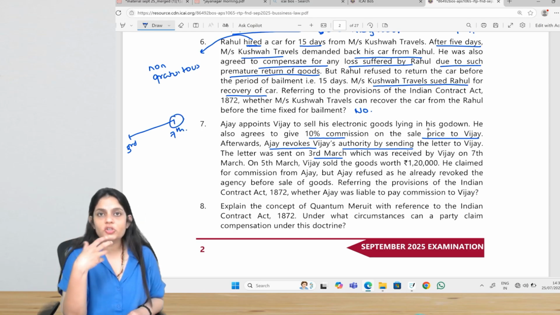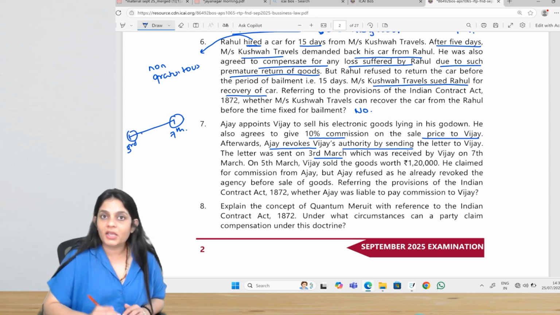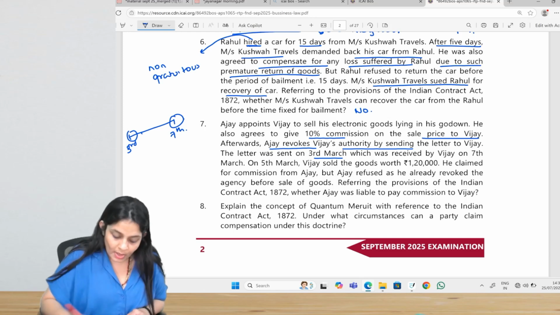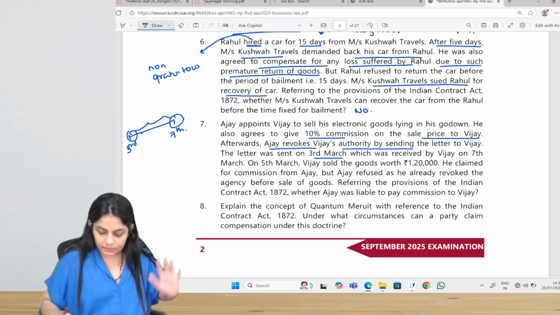As far as termination of agent's authority is concerned, termination of authority takes place only when the agent receives the notice of termination. So even though the notice was sent on 3rd, termination will take place only when the agent receives the notice, which is the 7th. In between this period, if the agent does any work, the principal is liable.